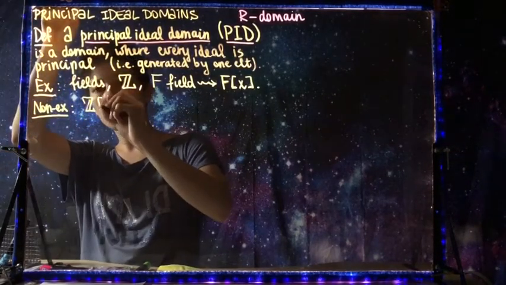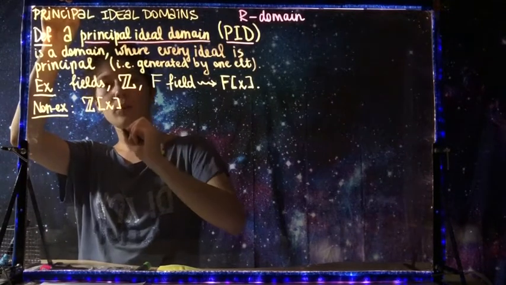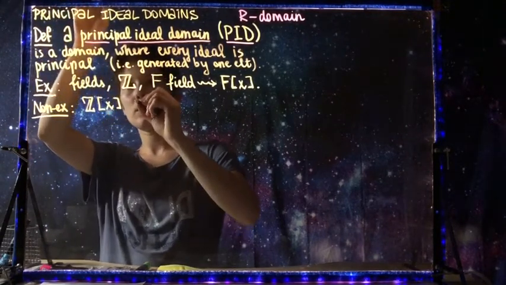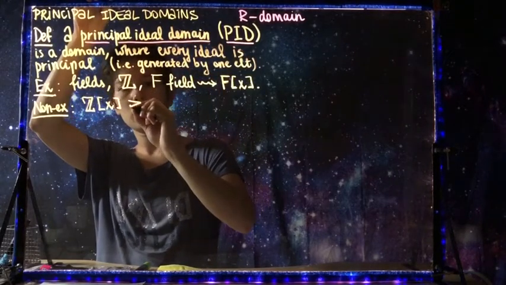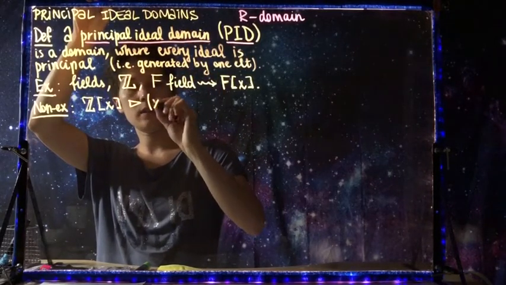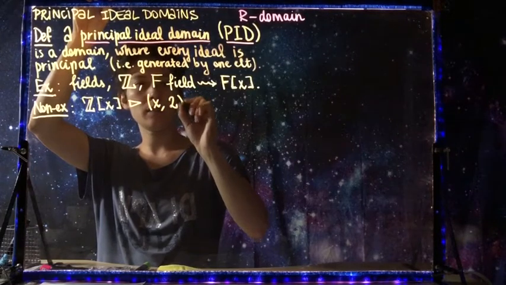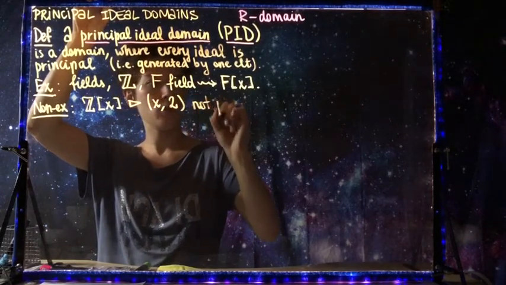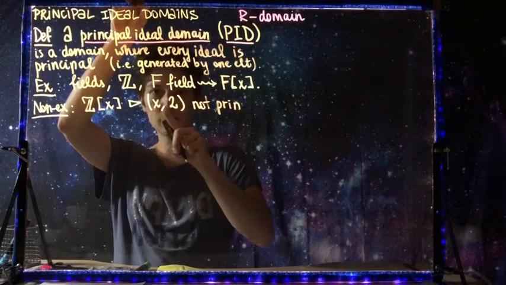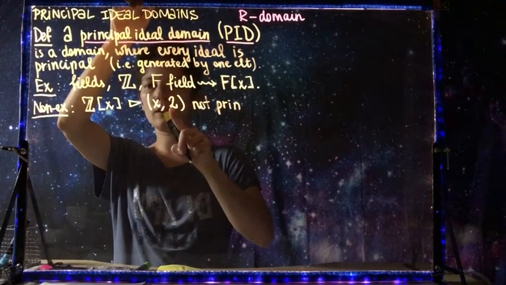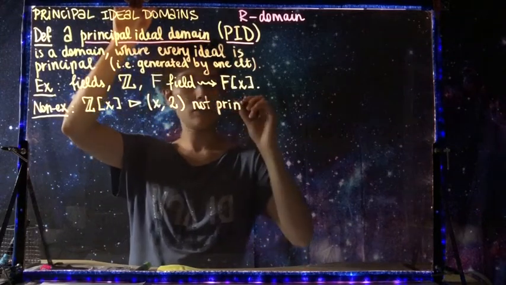On the contrary, polynomials with integer coefficients do not form a principal ideal domain because the ideal generated by elements x and 2 is not principal. It cannot be, so elements x and 2 cannot be divided by one common element.